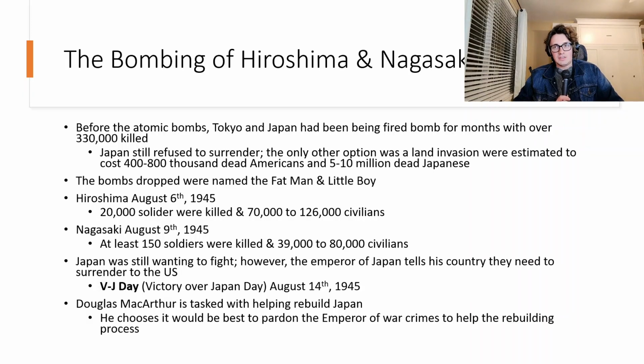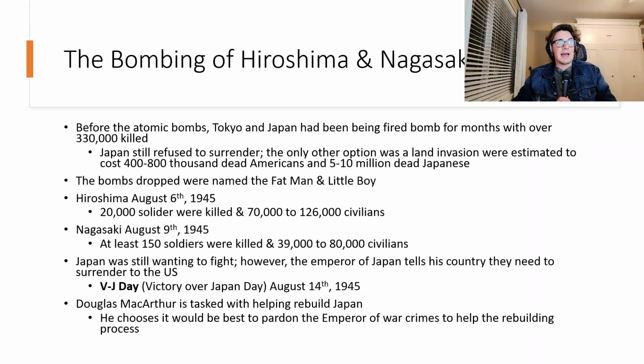Those were the projections. So with those options, Truman is going to decide that the better option is to intimidate the Japanese by dropping the nuclear bombs on them. They dropped the Fat Man and the Little Boy. Those are the names of the two nukes.